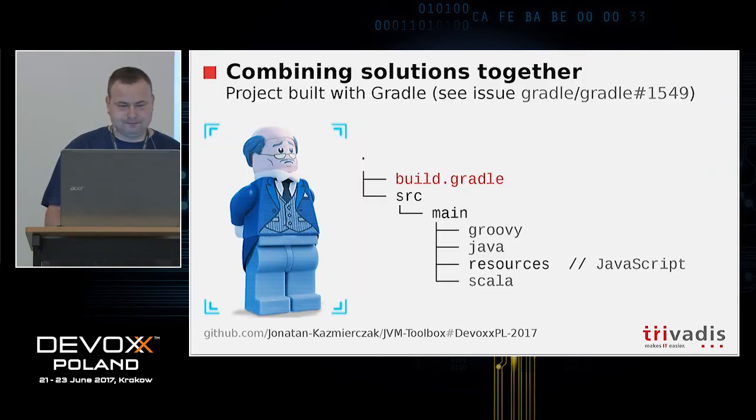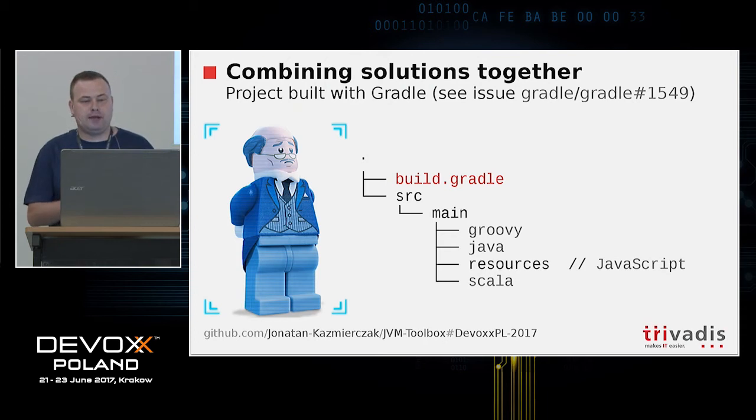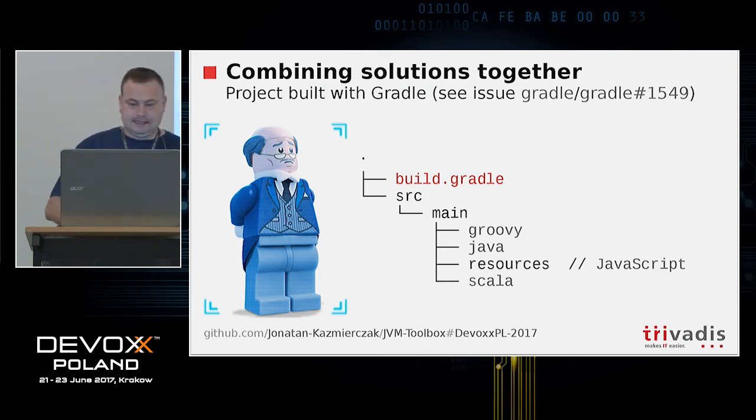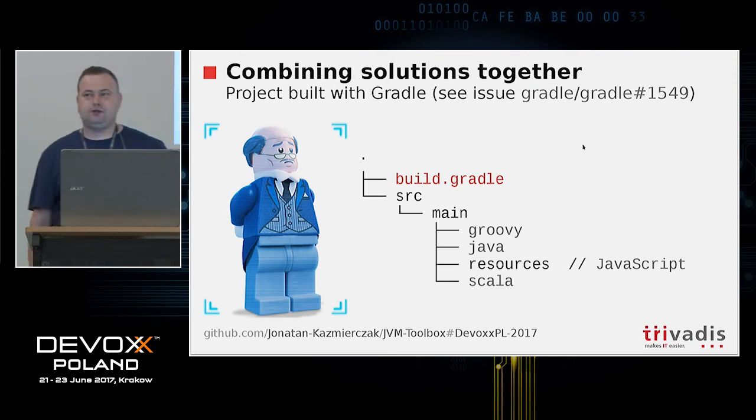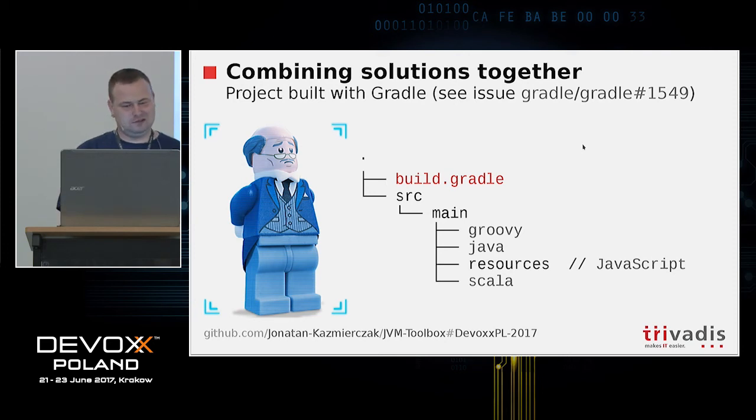Good. We have 3 solutions in 4 different languages. Let's combine them together. We want to combine them with Gradle. And that's the way we structure a Gradle project with the build definition, and then we have dedicated directories for each language. And JavaScript goes to the generic one, to resources. If we have such a build, everything looks okay, but there is some detail. We have some issue on Gradle, and this issue is related to the fact that Gradle actually crashes on Java 9.